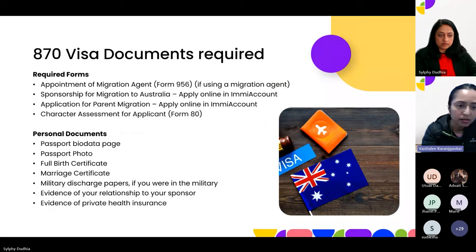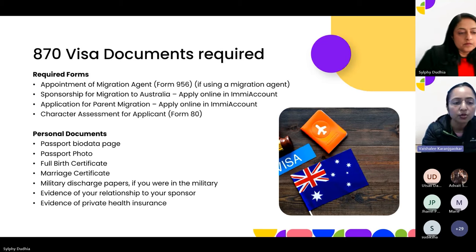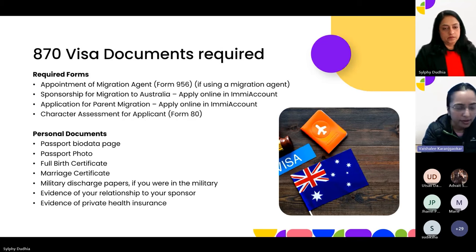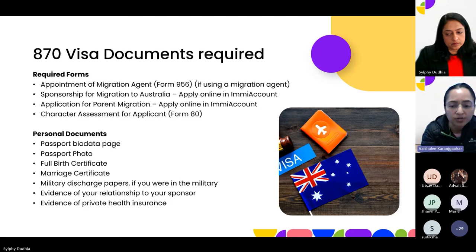Documents requirement, this is all technical. If you are hiring an agent, you need to have Form 956. If you are hiring an agent, of course, the agent will give you a checklist and collect your documents accordingly. If you are doing it yourself, this can be done through your online account, where document checklists are available, and then additional documents such as character forms, etc., can be found on the website, or maybe an agent can assist with this.